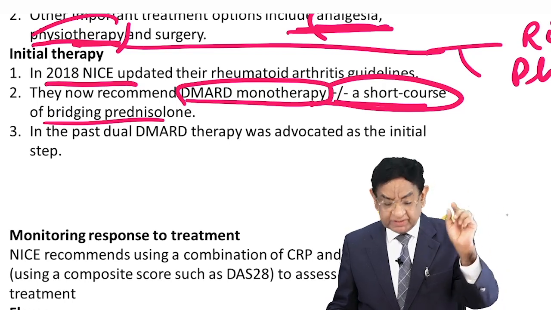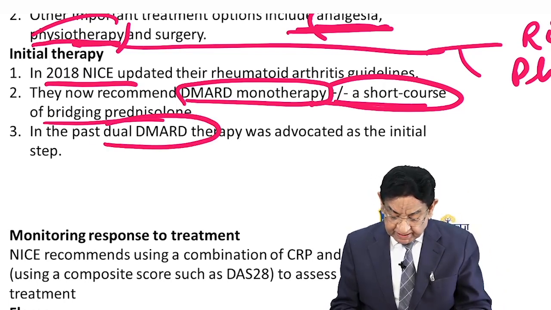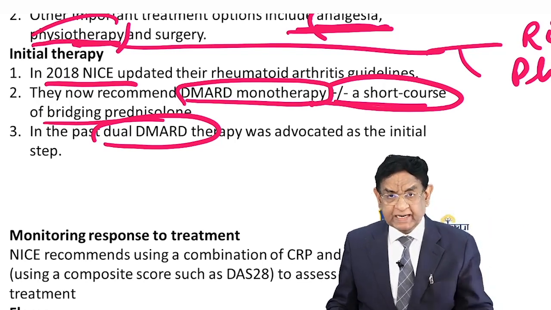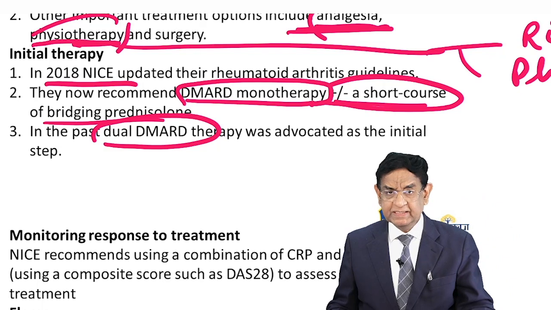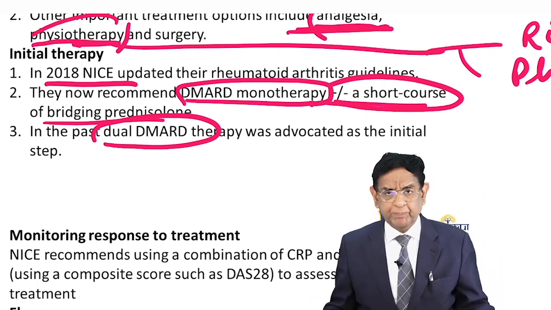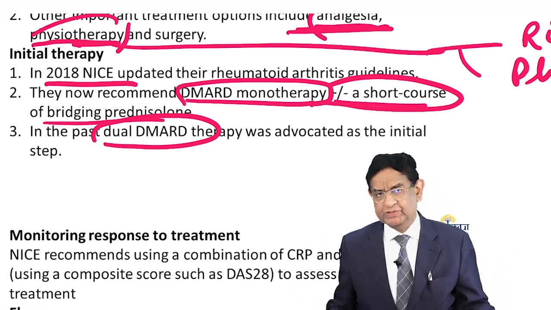Previously, they were saying that dual DMARD therapy should be advocated. So that was the old NICE guideline. The new guideline is don't give 2 DMARD. If the patient has too much pain, you can add a short course of steroid.